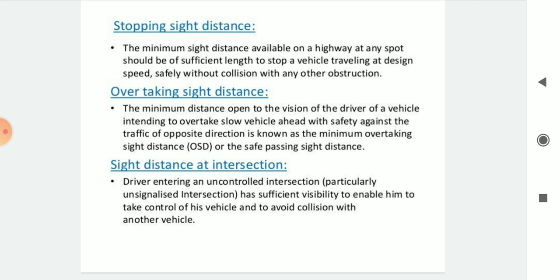The third type is sight distance at intersection. A driver entering an uncontrolled intersection, particularly an unsignalized intersection, should have sufficient visibility to enable him to take control of his vehicle and to avoid collision with another vehicle.